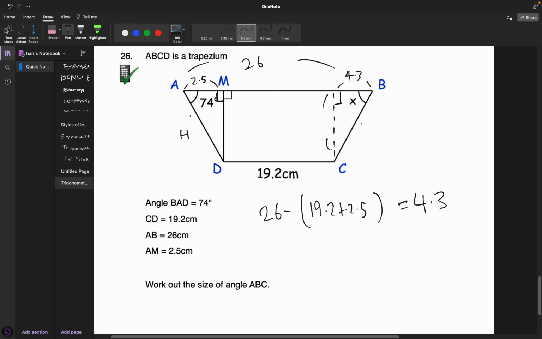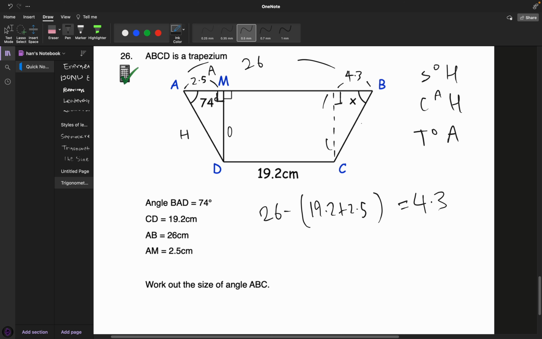74. Let's just write SoH CaH ToA first. Don't know how that'll help me, but it might. And so this will be the opposite, and this will be the adjacent. We need at least one more length, right? Because we're oh, never mind. My mind just went blank. We don't need to do this.